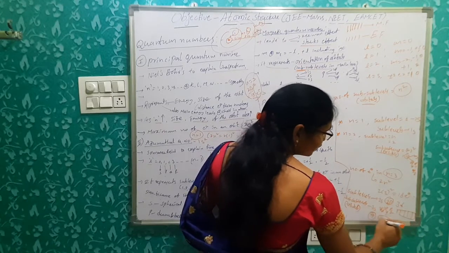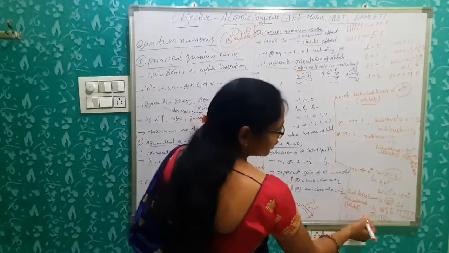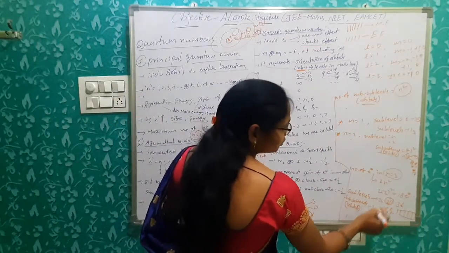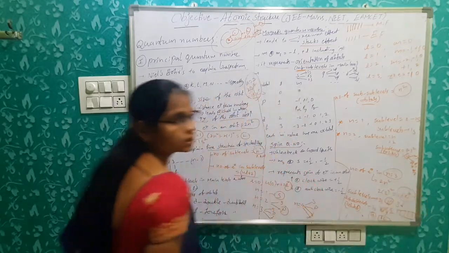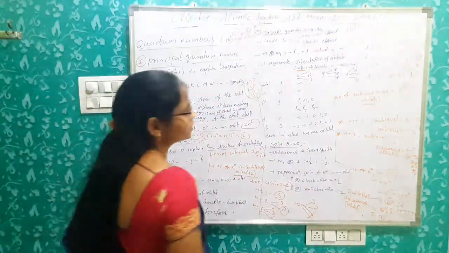Each orbital can be filled with 2 electrons, no? So each orbital is filled with 2 electrons. So 9 into 2, how many electrons? 18 electrons. Clear? Clear everybody? Next.